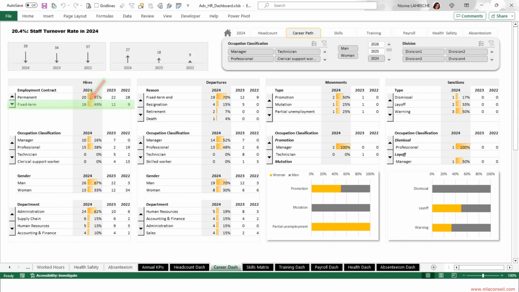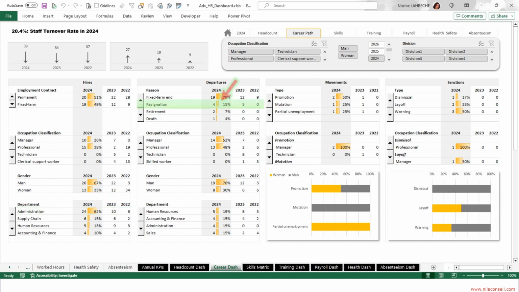The company hired 19 employees on fixed-term contracts. No clerical support worker was hired this year. 4 were hired last year. Men get hired more than women. More than 2/3 of hiring needs came from the administration department.